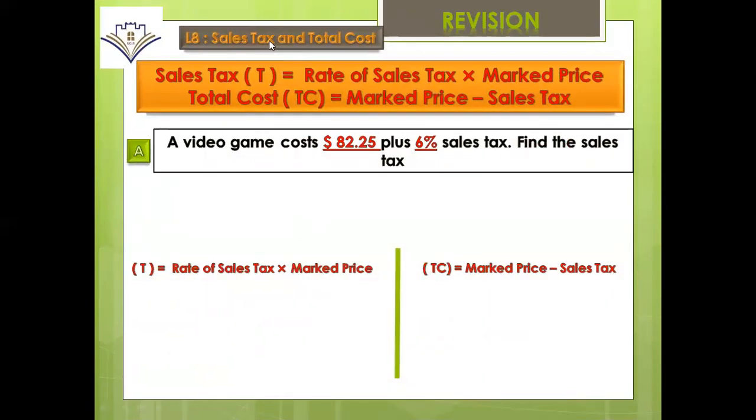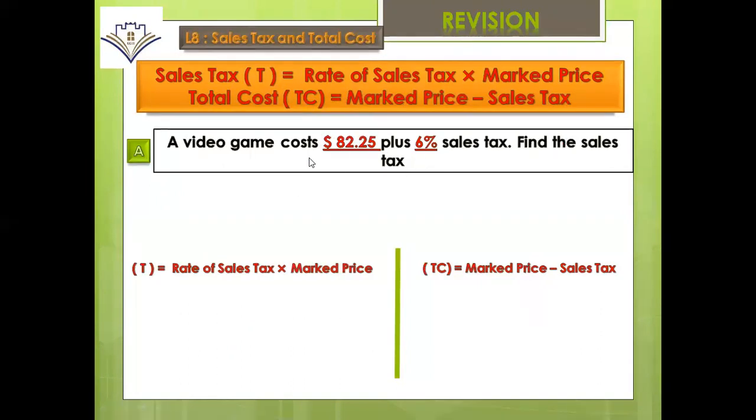Sales tax and total cost. Sales tax, T, is equal to rate of sales tax multiplied by market price. And the second rule, total cost equals market price plus sales tax. Our question here is: a video game costs $82.25 plus 6% sales tax. Find the sales tax and also the total cost.